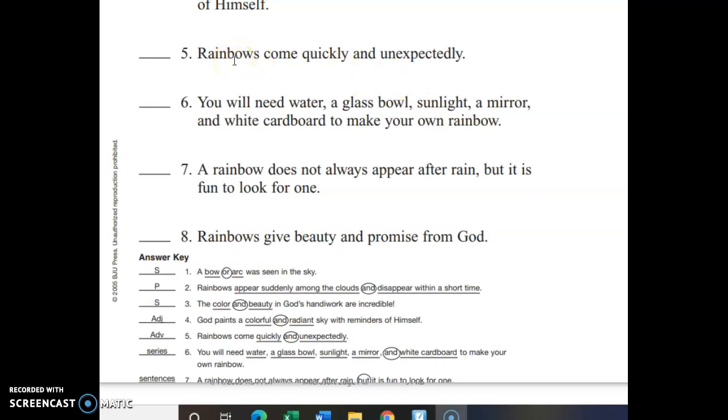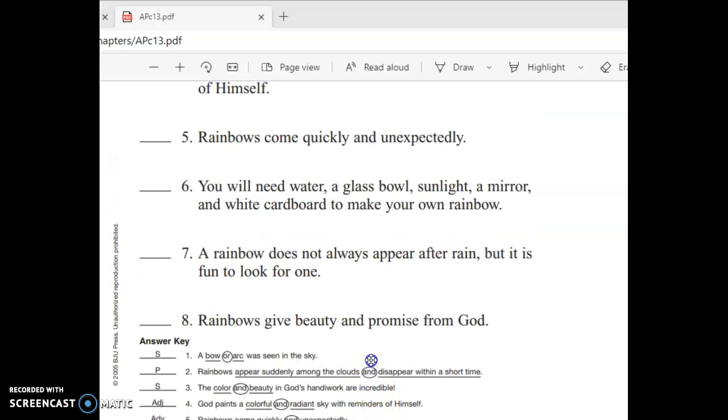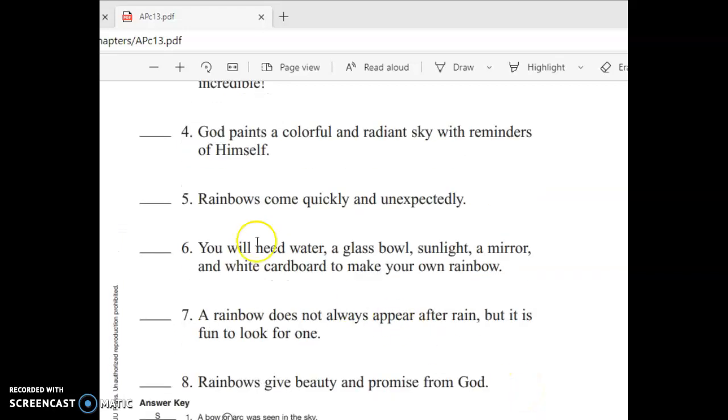Let's look at number 5. Rainbows come quickly and unexpectedly. Can you tell me what the conjunction is in this sentence? And what does it join?